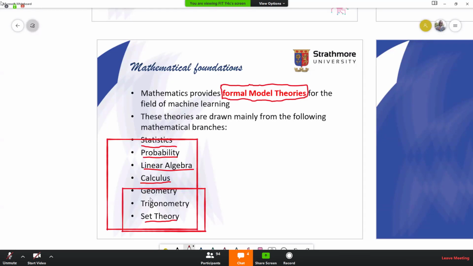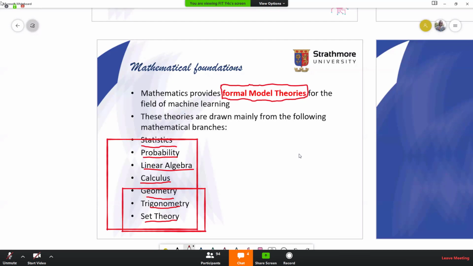Why do we need all this? For example, geometry, why is it falling here? If you want to do computer vision, there's a lot of shapes and objects, etc. That's where geometry comes in, and also trigonometry, etc. So I'll be telling you why we are reviewing all that we are reviewing.